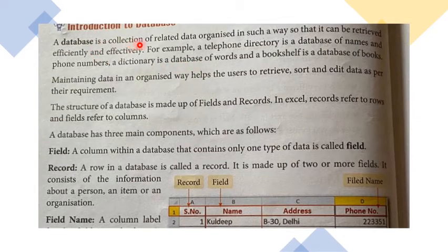A database is a collection of related data organized in such a way so that it can be retrieved efficiently and effectively. It means a database is a collection of data, and this data is organized in such a way so that the retrieval process can be easy. Whatever you want to record, delete or insert, that can be done efficiently and effectively.